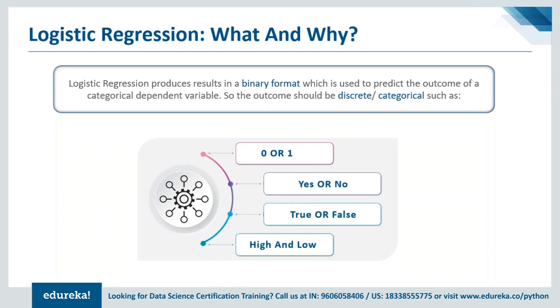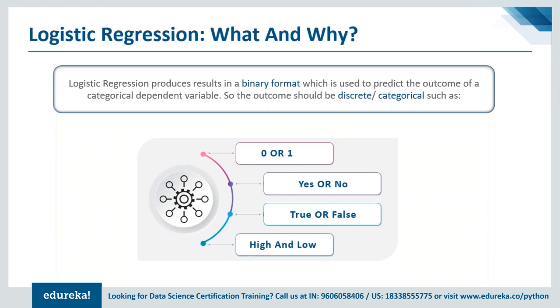So for example, if I happen to ask, will it rain tomorrow? It is yes or no, right? So when I have to answer discretely, yes or no, then I will have to use logistic regression. If you read this, logistic regression produces results in binary format, which is used to predict the outcome of a categorically dependent variable. So the outcome should be discrete or categorical, such as 0 or 1, yes or no, true or false, high or low. In such cases where our output is binary, we use logistic regression.